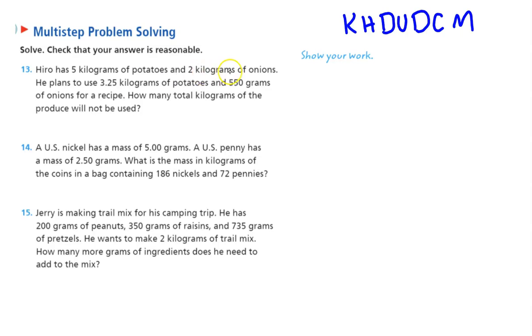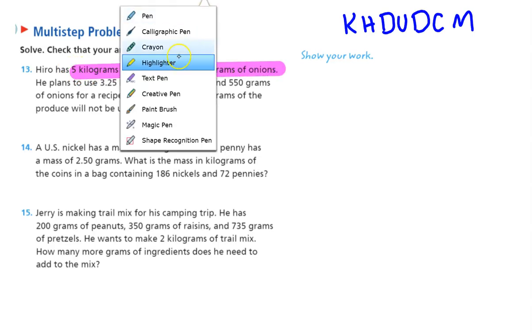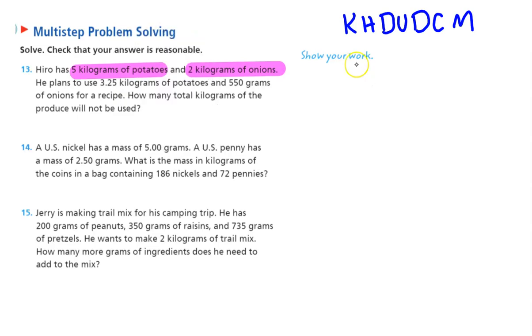So let's start first, because that's the easiest part, with how many kilograms he has altogether. So he's got 5 kilograms of potatoes and 2 kilograms of onions, which is going to equal altogether, let's see here, he's got 7 kilograms of food. So that's easy enough, okay? But then if I highlight this other part of it, I run into a little bit of a problem.